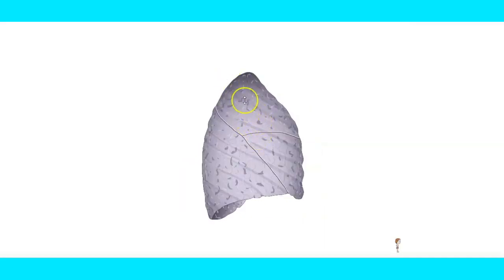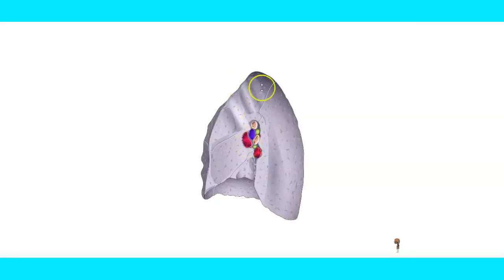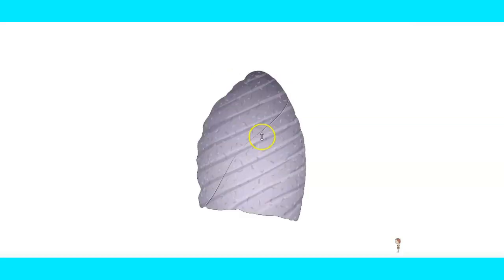So we've talked about the right lung, right? We've talked about this. Now we are on the left lung. We said it has an apex, it has a base, it has surfaces. This surface we are seeing here is the costal surface. Then it has lobes, superior lobe and inferior lobe.